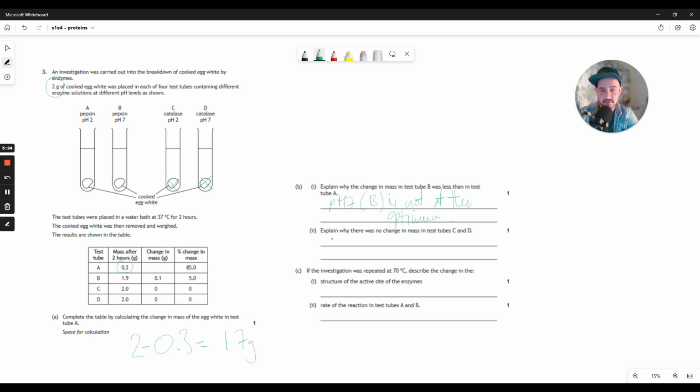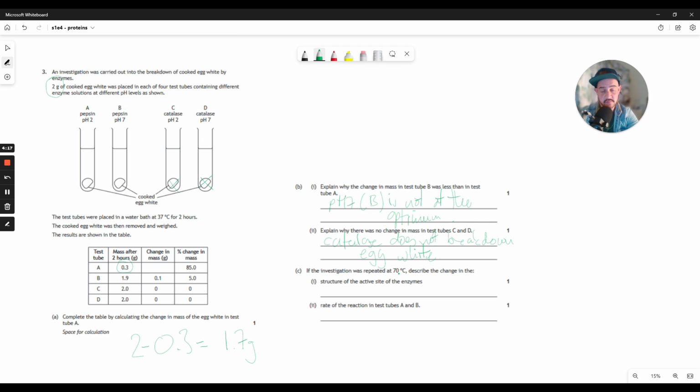Okay? So you can just say simply that catalase does not break down, you could say digest, egg white. And if you know that hydrogen peroxide is a substrate, if you said hydrogen peroxide is not present there, then that will get you a mark as well.